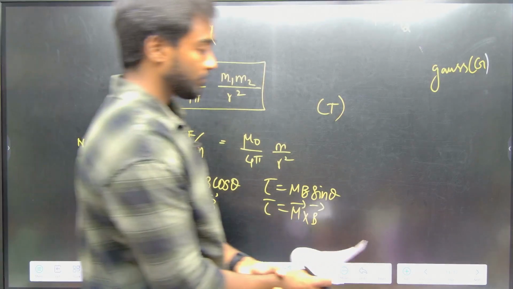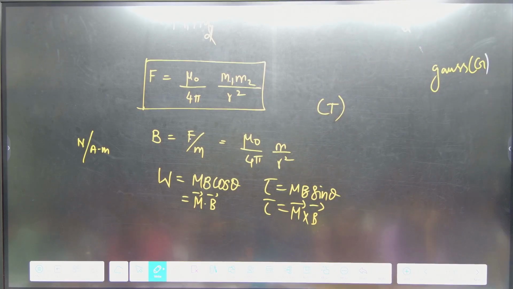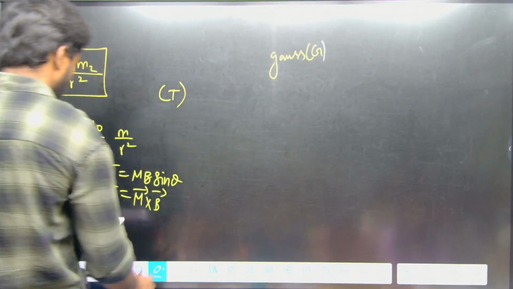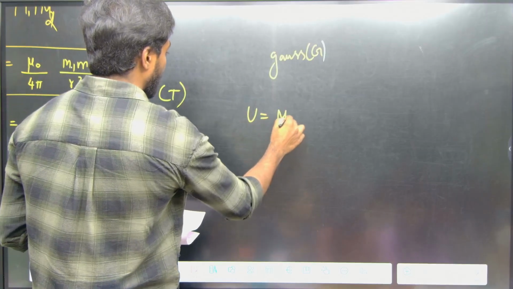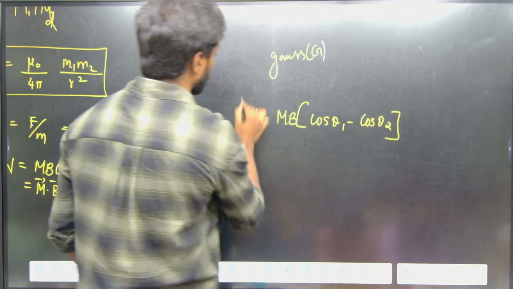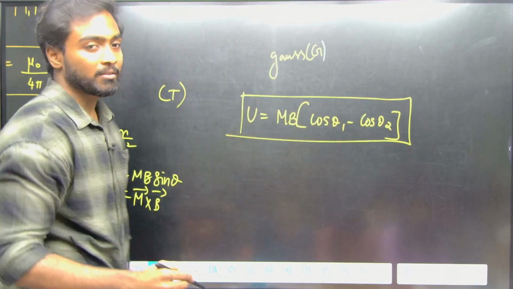Write down the next topic. Potential energy or work done in rotating from theta 1 to theta 2. So U is equal to mB (cos theta 1 minus cos theta 2). U is equal to mB (cos theta 1 minus cos theta 2).